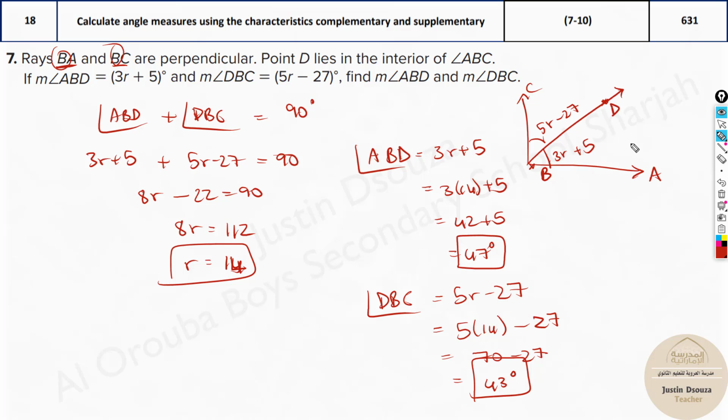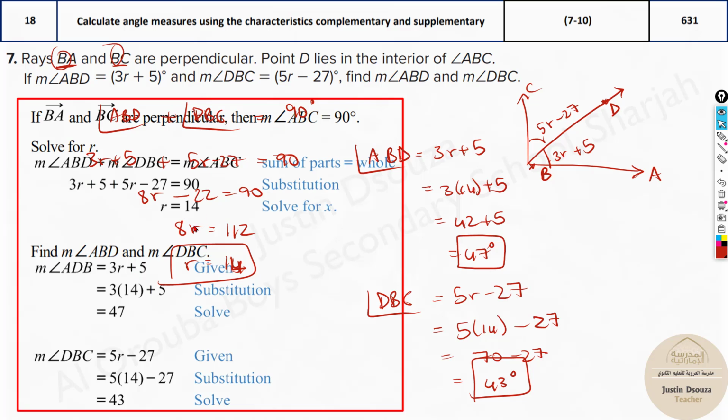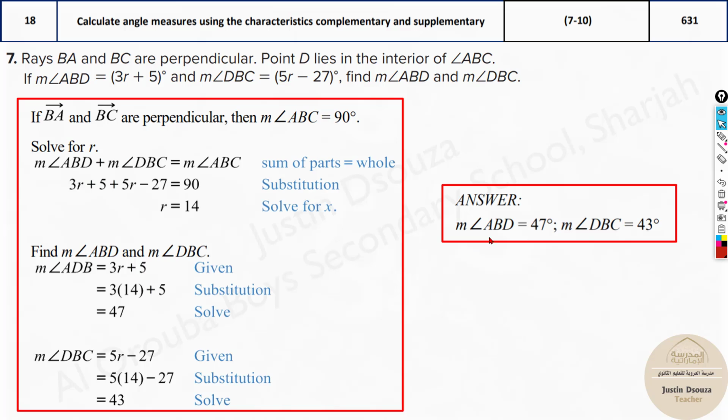So this is how we solve this particular problem. So make a rough diagram, then understand what is given and then solve it. So R is 14, then we got 47 and 43. That is the answer.